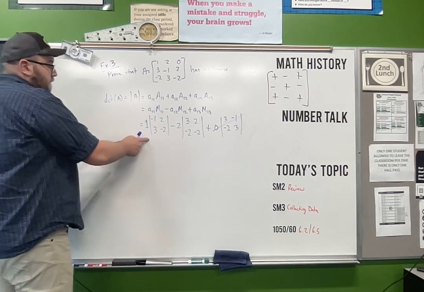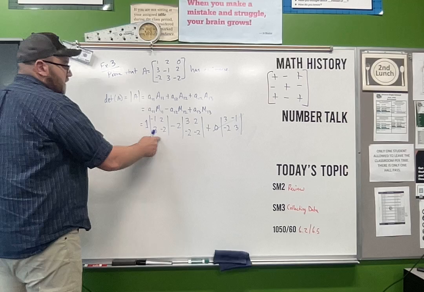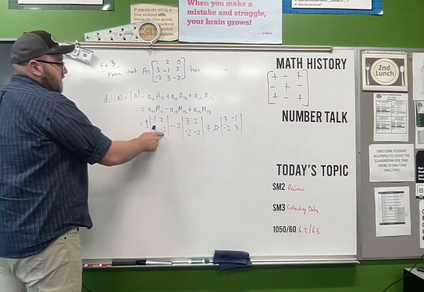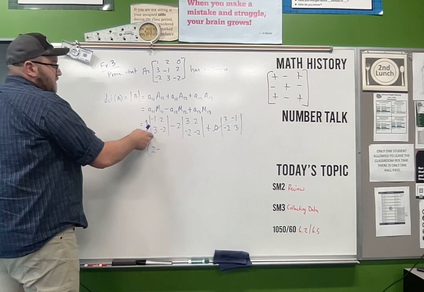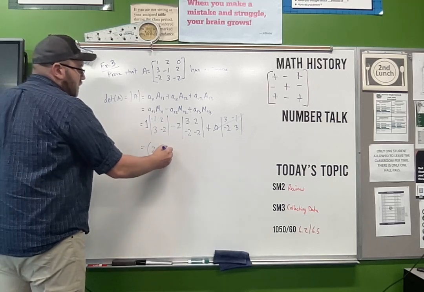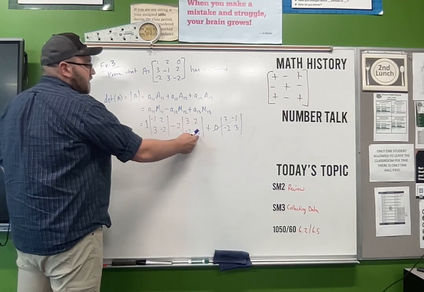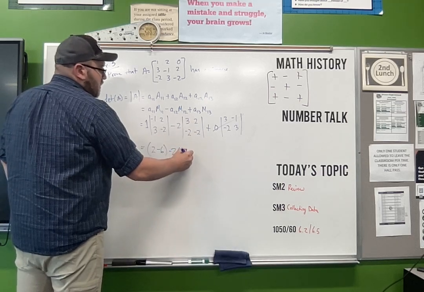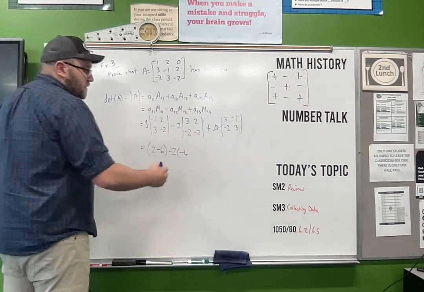So now let's look at this one. 1 times anything is itself, so we don't got to worry about the 1. Now find the determinant. A times D, negative 1 times negative 2 is 2. Minus B times C, 2 times 3 is 6. Minus 2 times the determinant of the second one. A times D, negative 6. Minus 2 times negative 2, which is negative 4. So minus and minus 4 is plus 4.